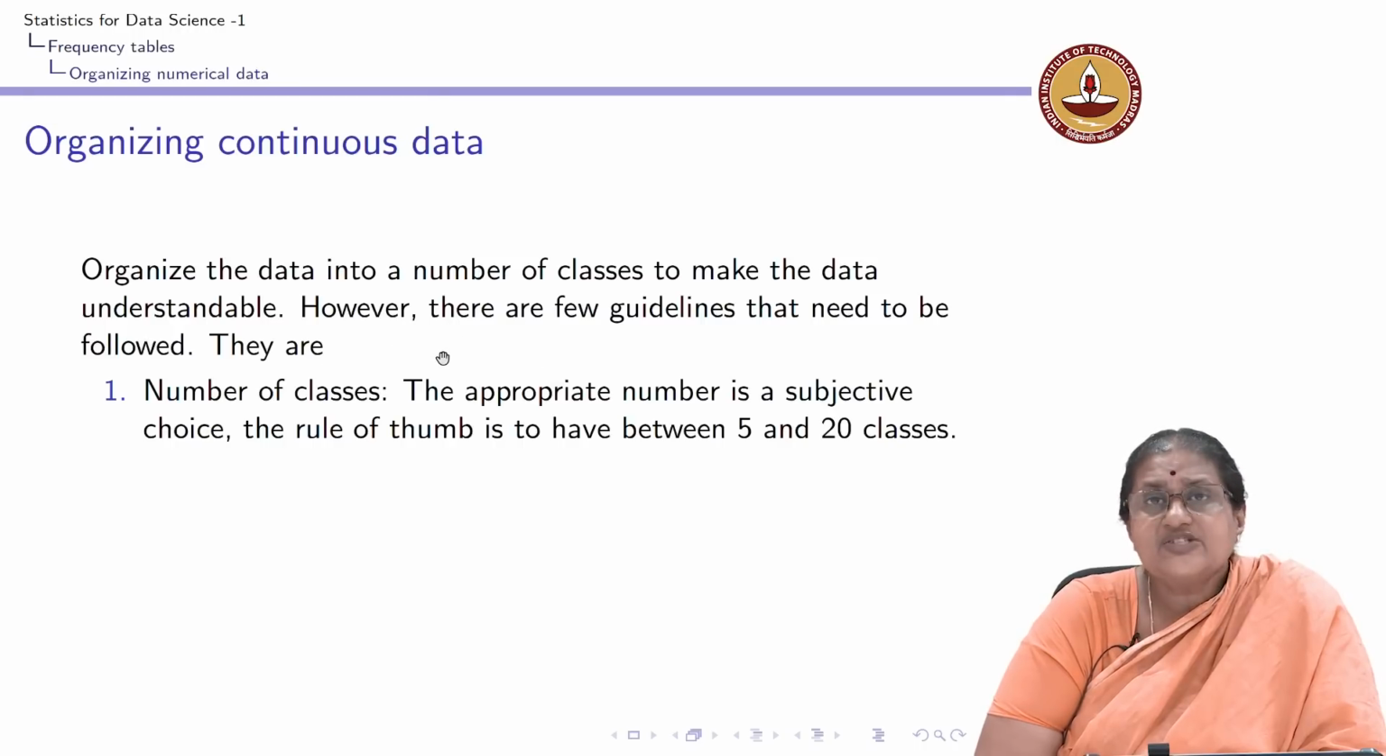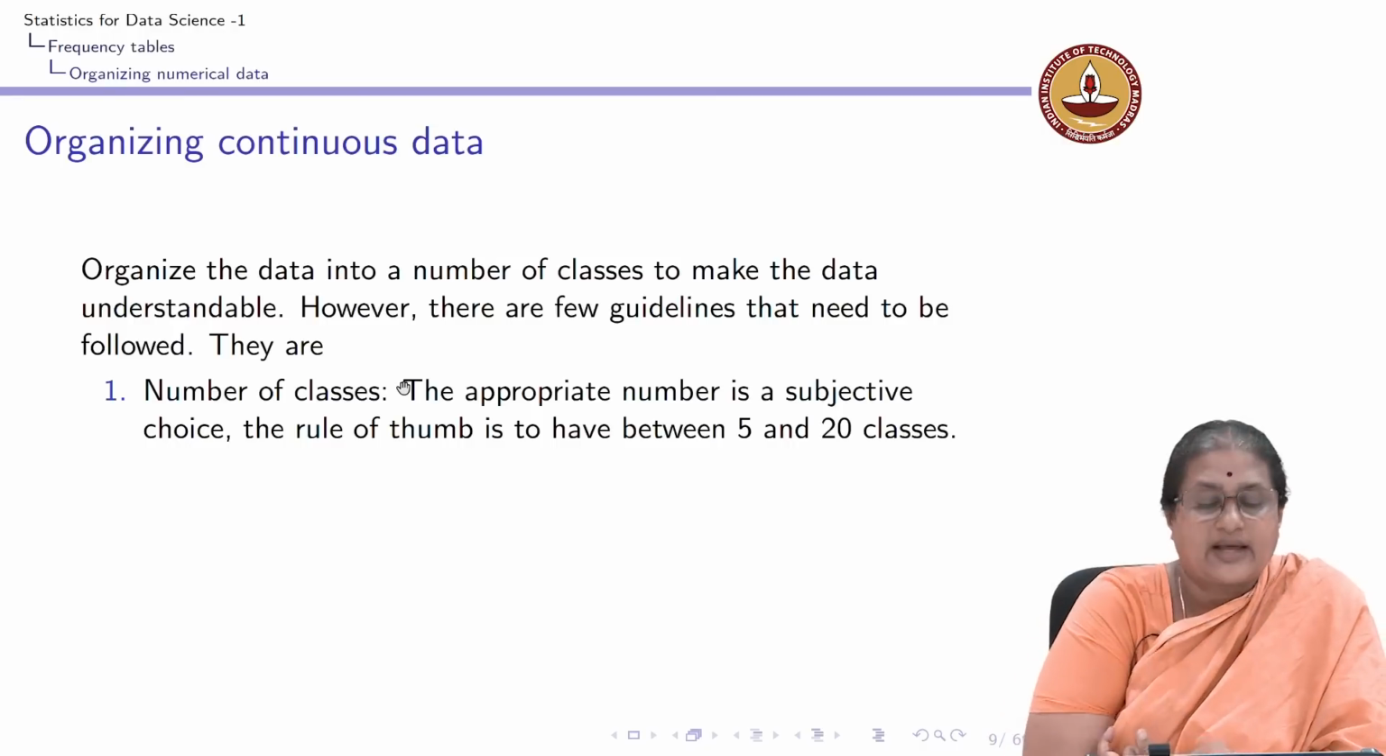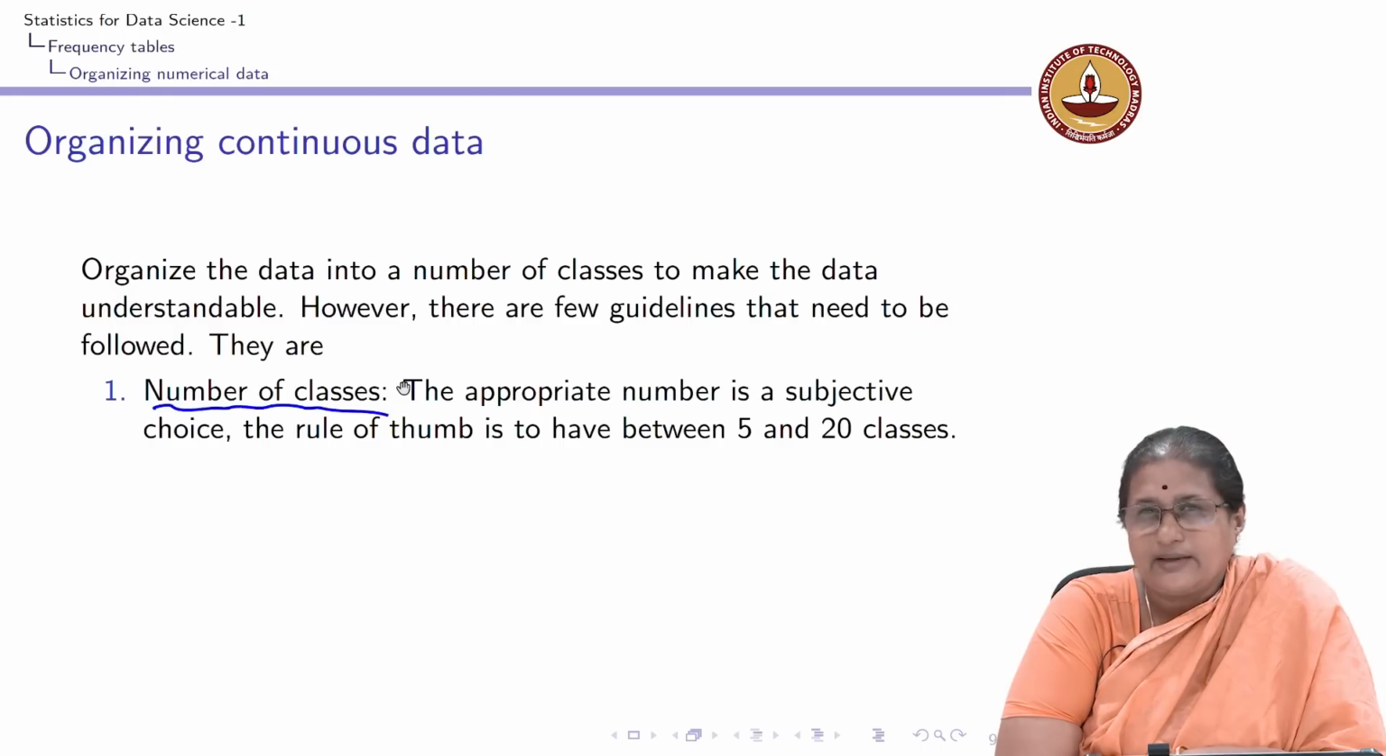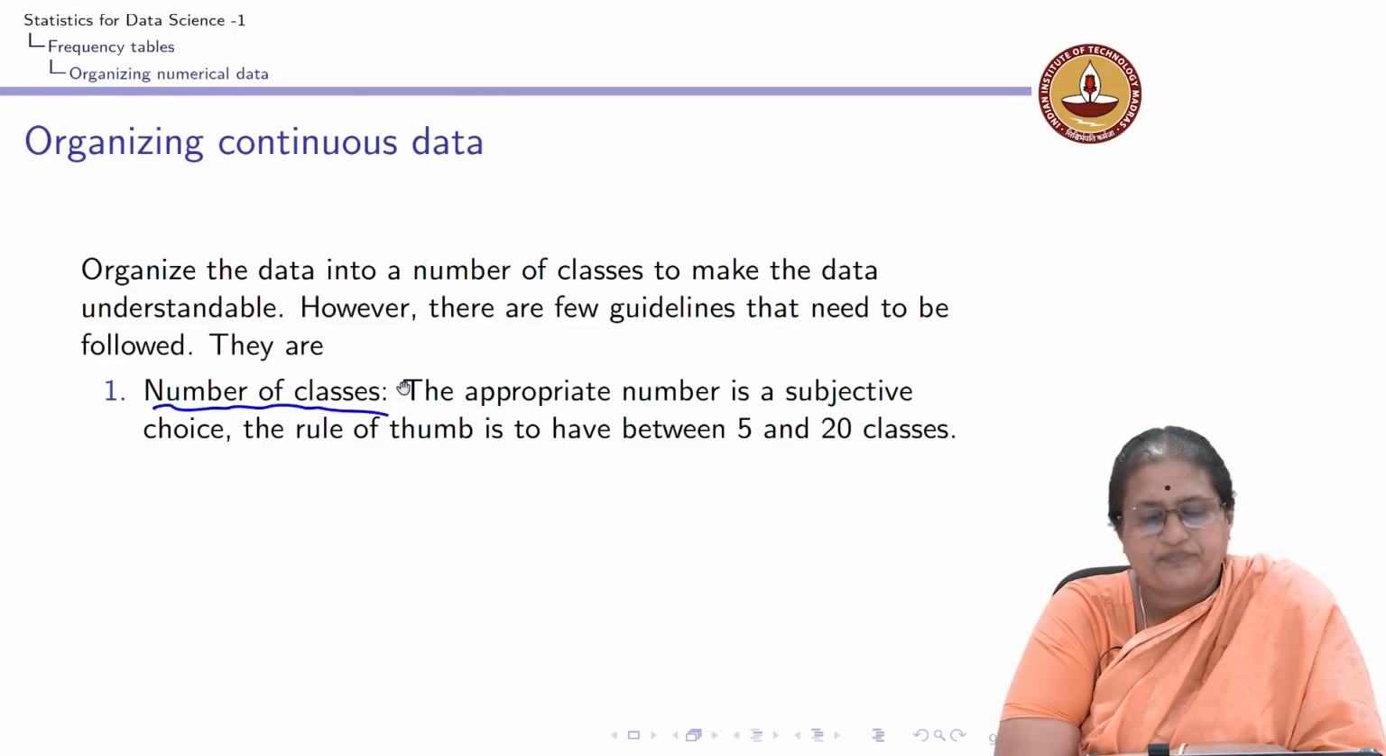So the guidelines we need to follow are, the first thing is, I need to choose how many classes I need. The number of classes is usually a subjective choice. It is good to have between 5 and 20 classes so that you don't clutter your table too much.